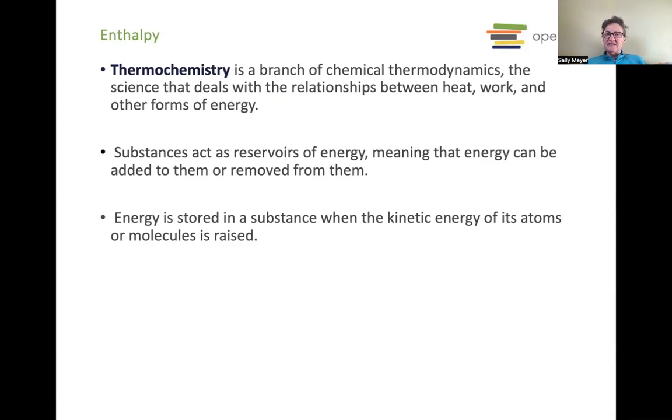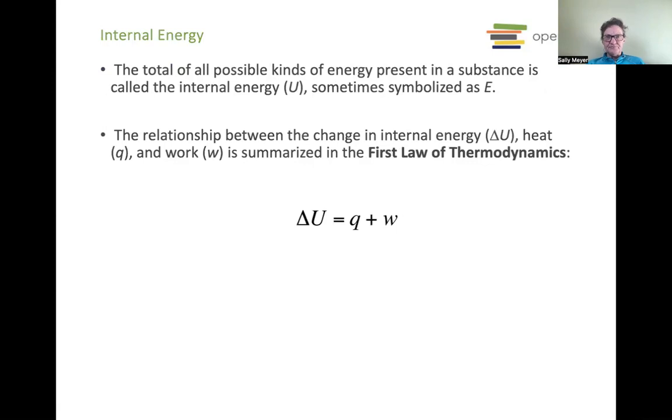And the energy that's contained in a system is either potential or kinetic energy. So substances act as reservoirs of energy, meaning that energy can be added to them or removed from them. Energy is stored in a substance when the kinetic energy of its atoms or molecules is raised. Also true, you can store energy by changing the potential energy. So for example, we talked about if I pick something up against gravity, I haven't increased its kinetic energy, but I've increased its potential energy.